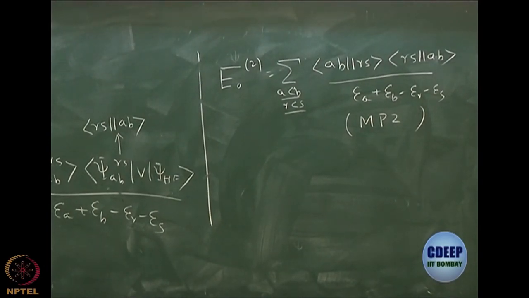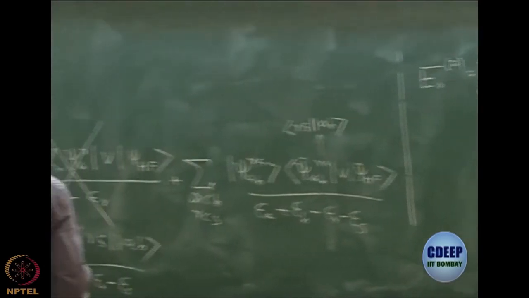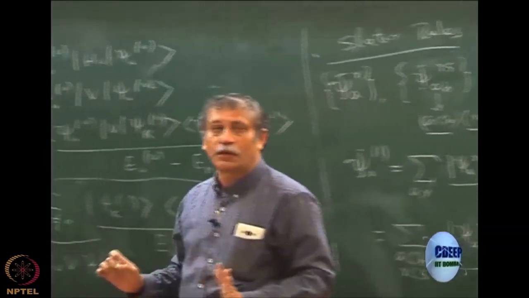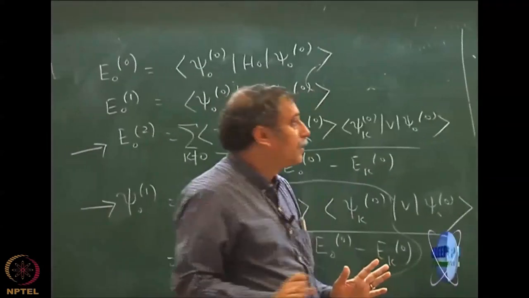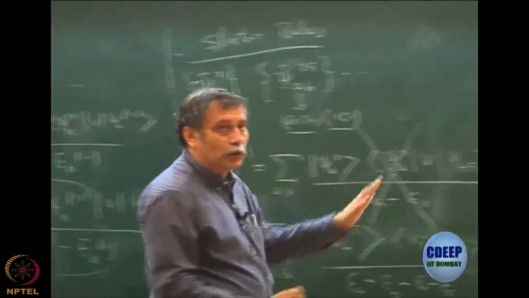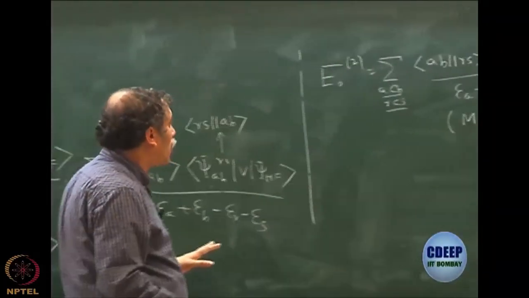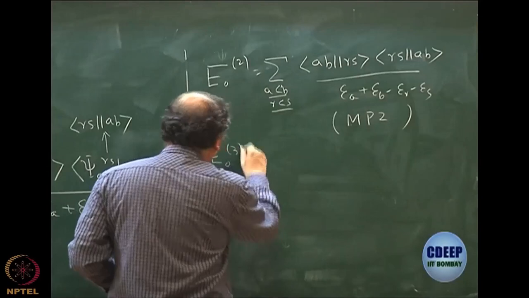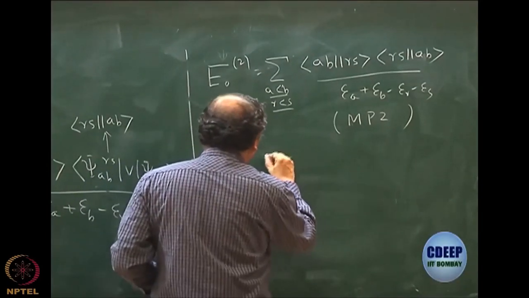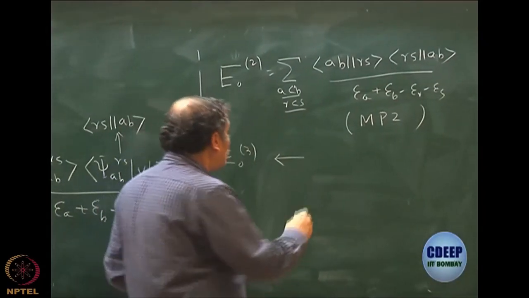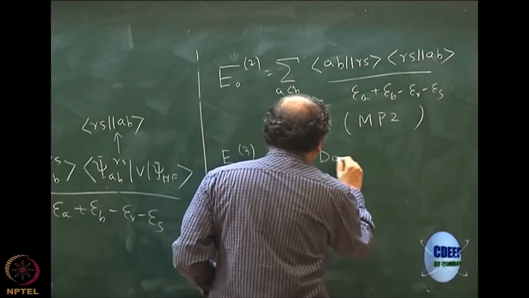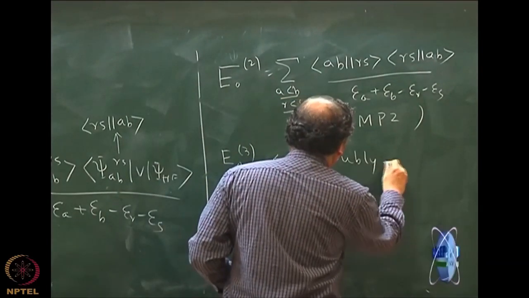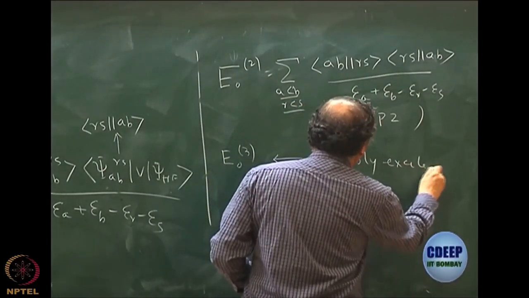We will have to, of course, discuss the importance of doubly excited configurations in the correlation energy, particularly for E02. And in fact, what is interesting to note, which I am not doing, is E03. I just want to write it down. If I do E03, E03 also has doubly excited configurations only.